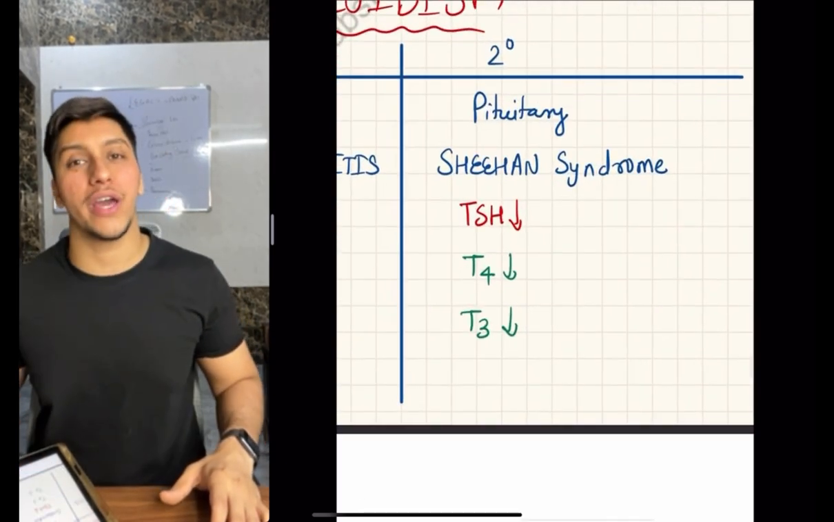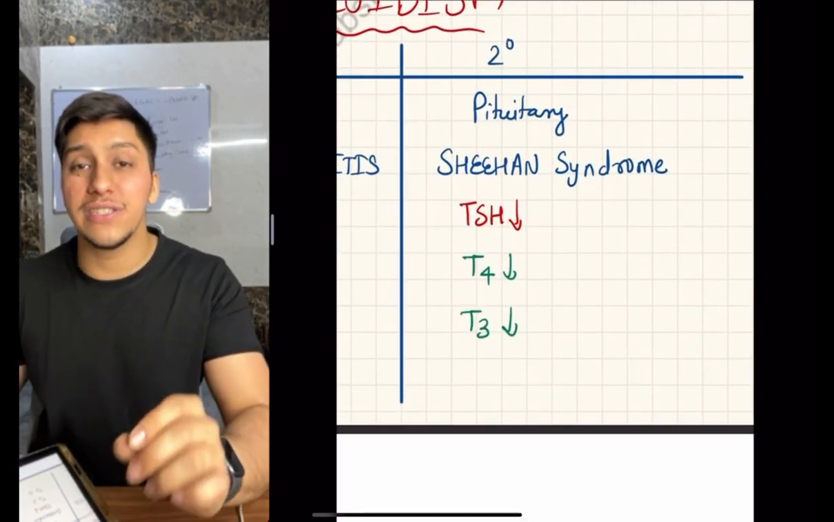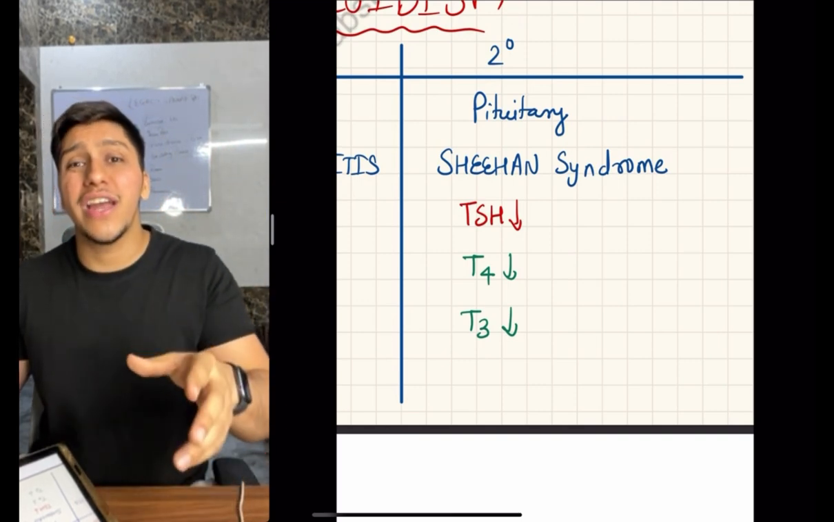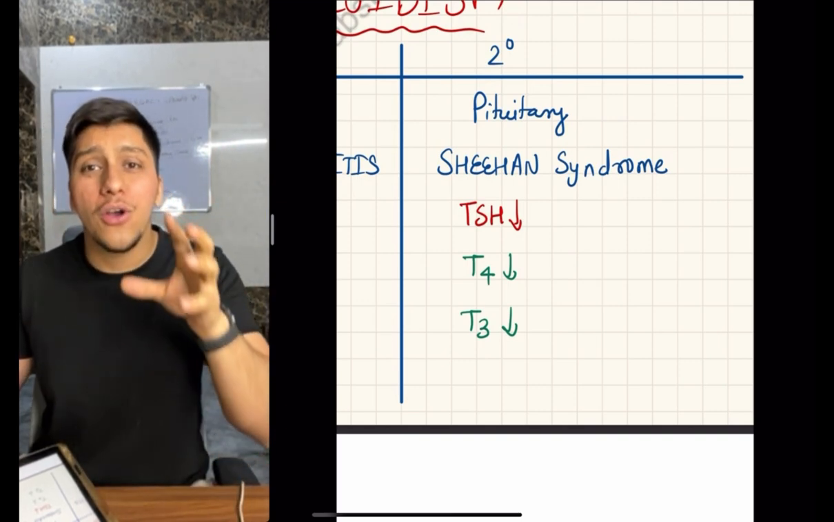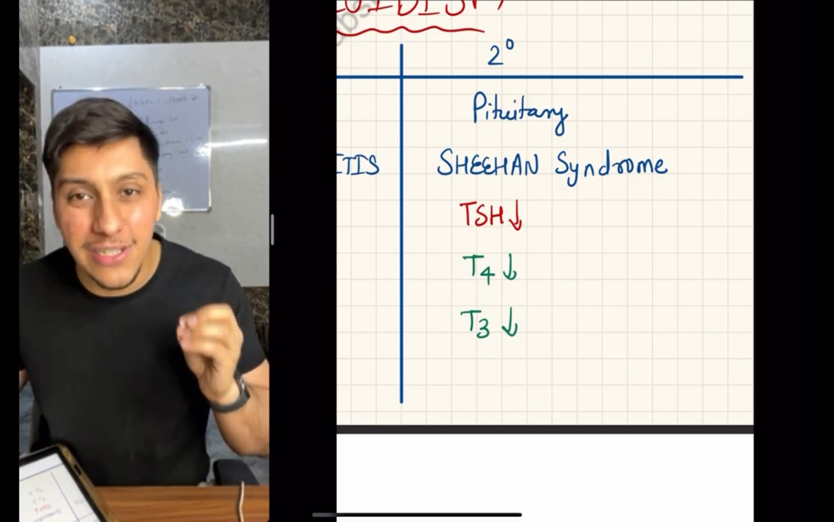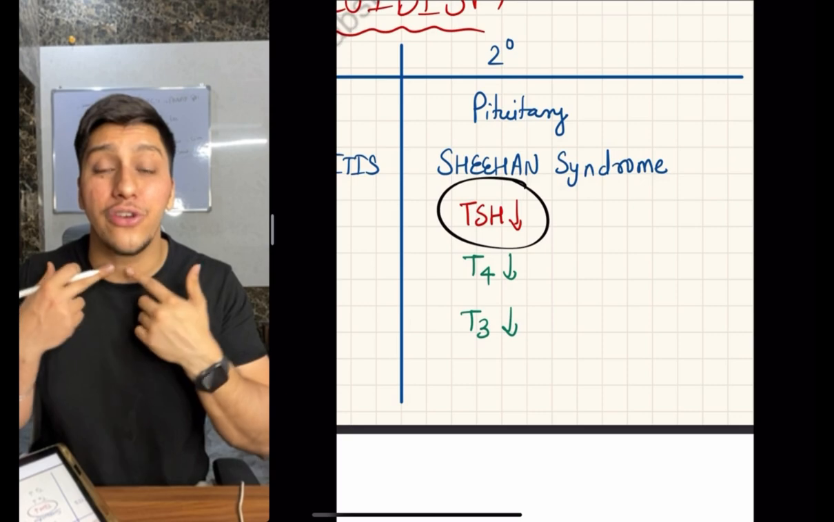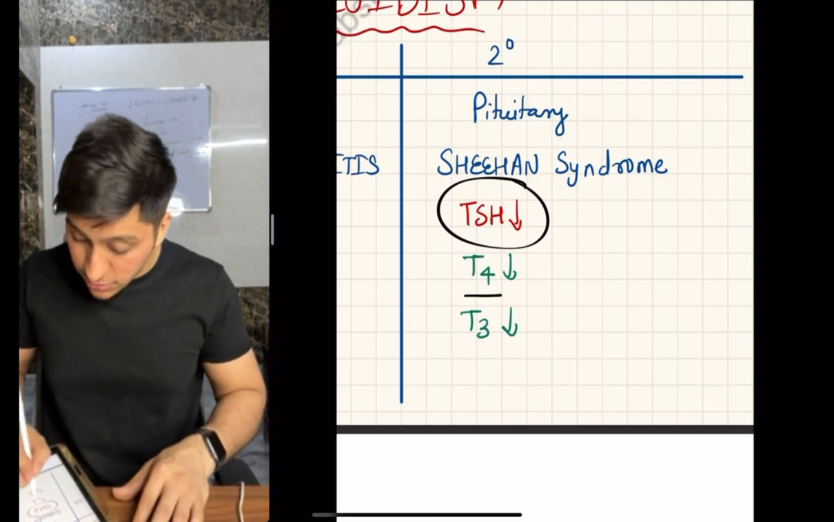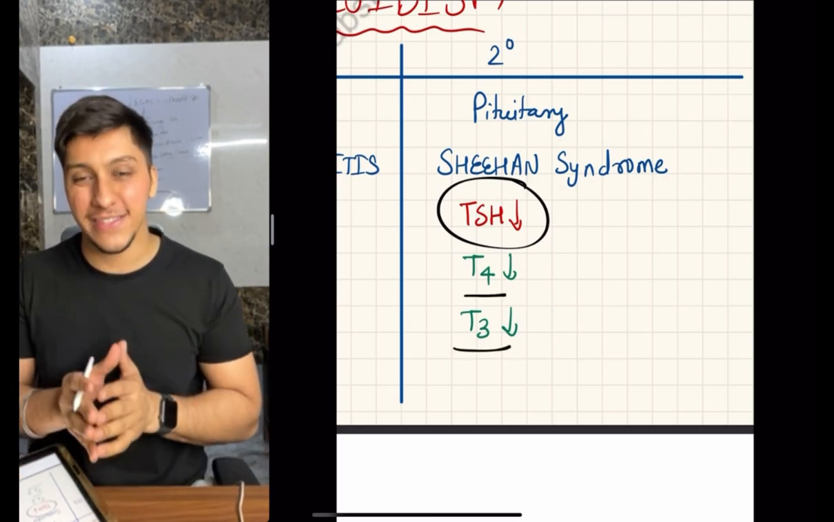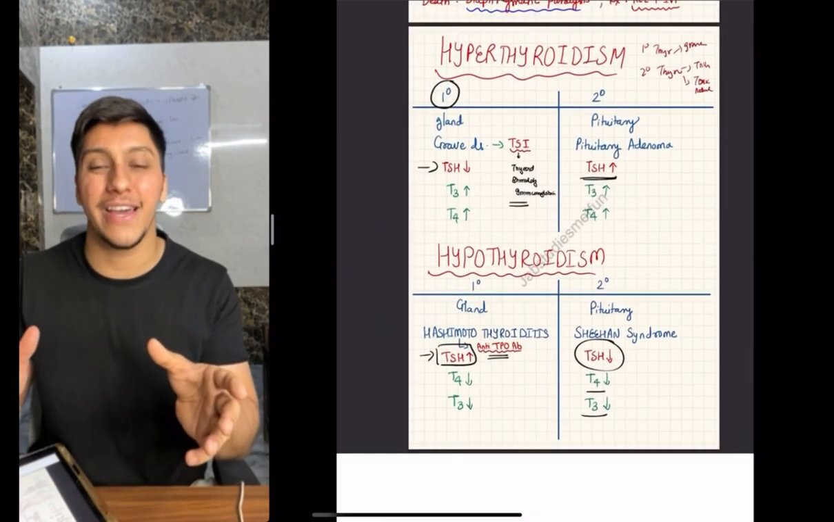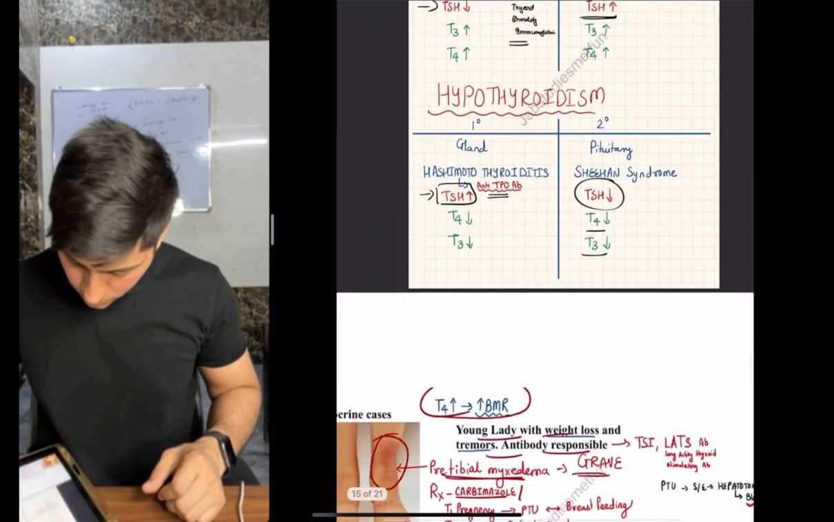Secondary hypothyroidism. Now secondary hypothyroidism is because of a condition that is known as Sheehan syndrome. Now Sheehan syndrome is causing atrophy. Because of atrophy, TSH is going to be less. If TSH is going to be less, no one will help the thyroid gland to build T3, T4. That is why T3, T4 is also going to be less. I hope you understood the whole concept of hyper and hypothyroidism in this slide.